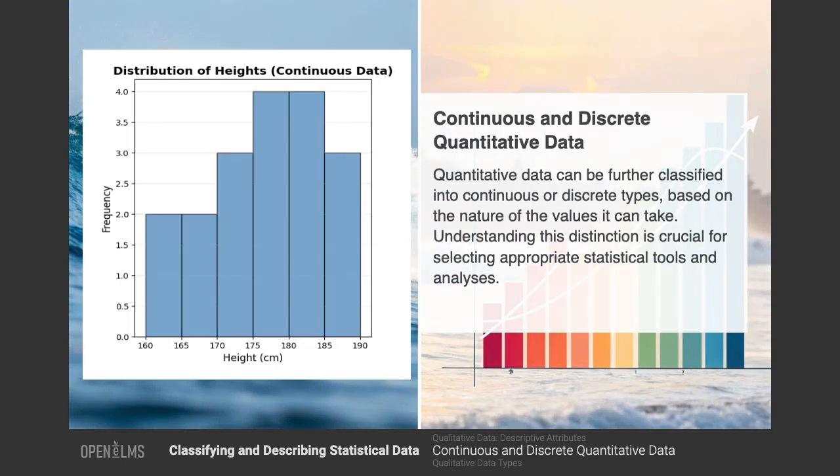Continuous and discrete quantitative data. Quantitative data can be further classified into continuous or discrete types based on the nature of the values it can take. Understanding this distinction is crucial for selecting appropriate statistical tools and analyses.